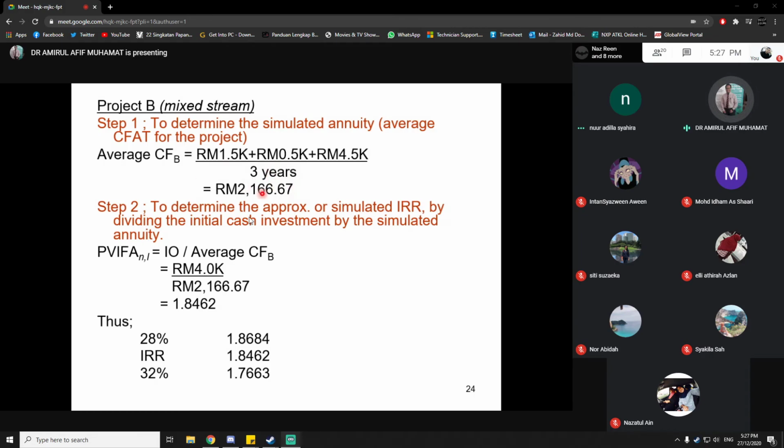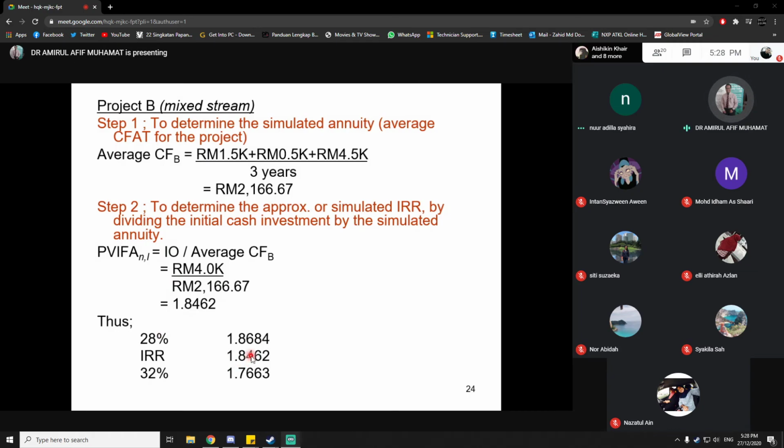So from the average income, you cari the factor. Factor dalam annuity. Yang ni bukan annuity, and this is not annuity. But when you get the average and then you divide with initial outlay, then you cari annuity factor dia. Okay? So when you get the annuity factor, kenapa you dapatkan annuity factor?